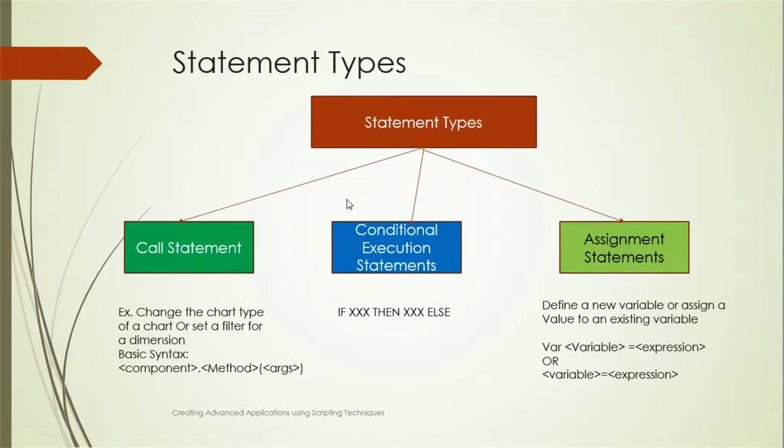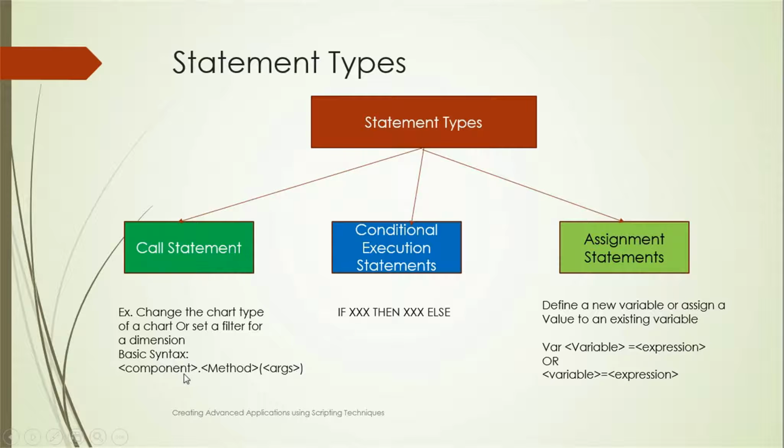Now, what are the statement types? In scripting there must be some statement types that we need to write. There are three statement types: the call statement, the conditional execution statement, and the assignment statement. A call statement is used whenever we need to call some method, like changing the chart type or setting a filter for a dimension. We specify component dot method, and then the arguments. This is the basic syntax for it.